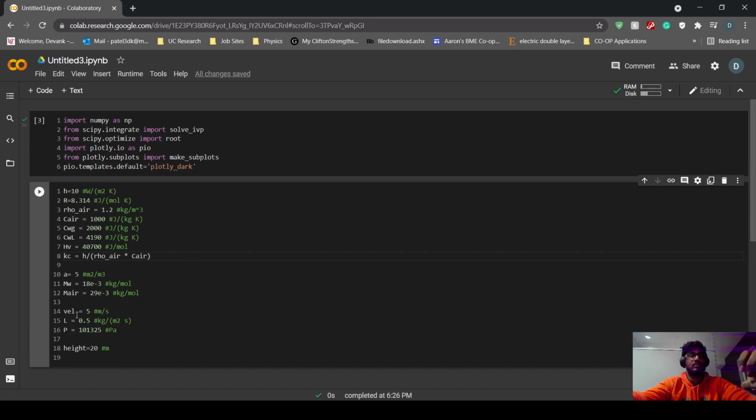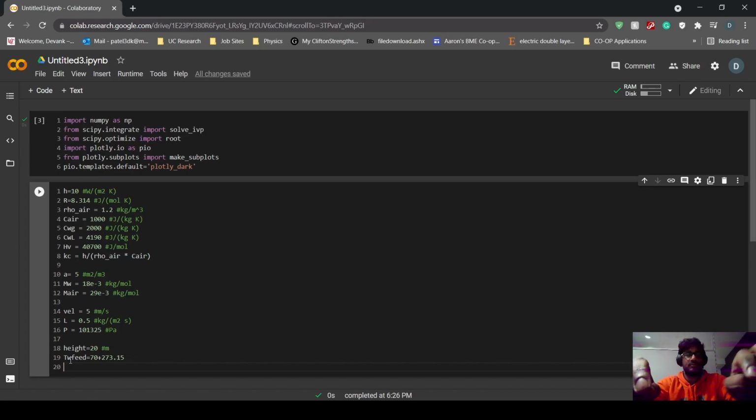5 meters per second of the water falling. And then the liquid flow rate is 0.5 kilograms per meter per second. And the pressure within the column is 101,325 pascals. And the height of the column is 20 meters. And then the temperature of the feed water, so TW feed, is going to be equal to 70, which is given to us. But since all our units are in Kelvin, we want to add 273.15 to that value.